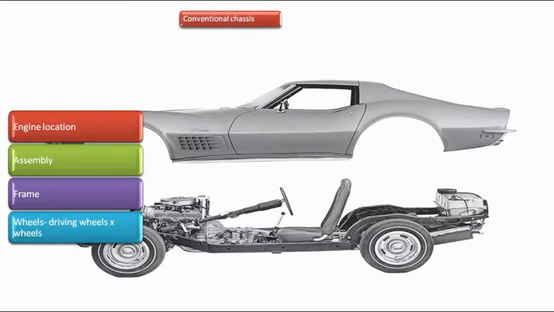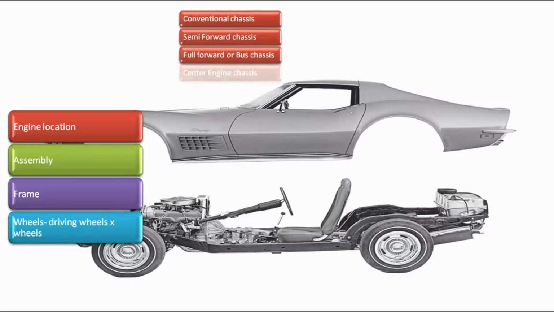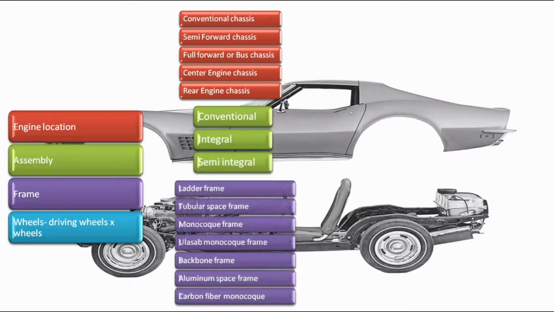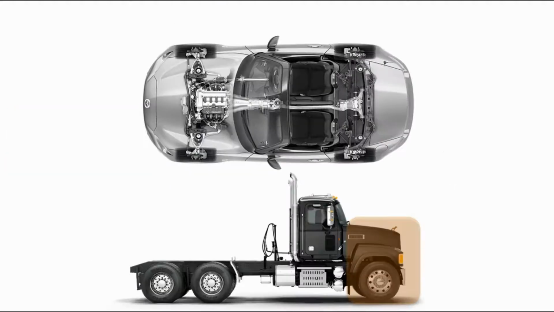Based on engine location, we have conventional chassis, semi-forward chassis, full forward chassis, center engine chassis, and finally rear engine chassis. Based on assembly, we have conventional chassis, integral chassis and semi-integral chassis. These are some of the most popular chassis based on frame. But one should never forget that frame is part of chassis.